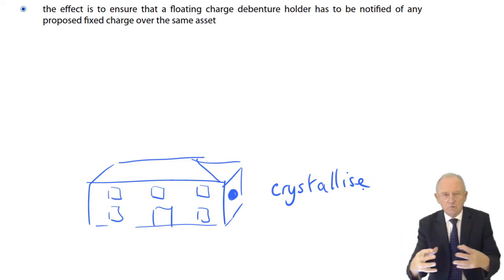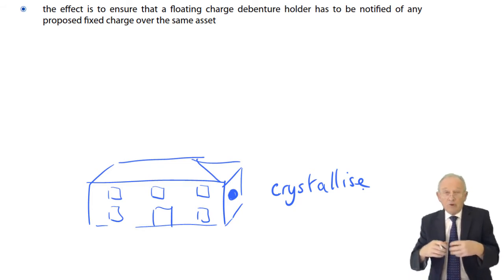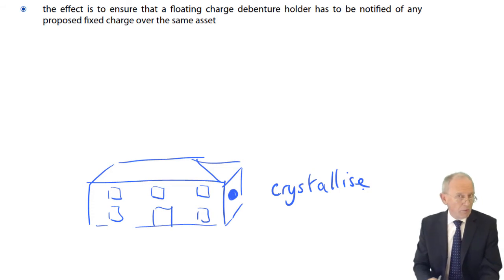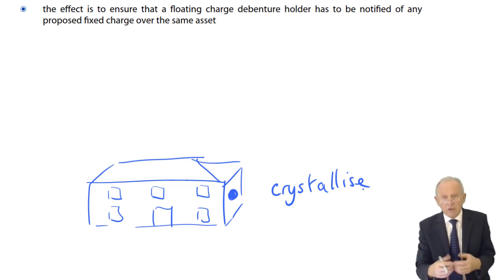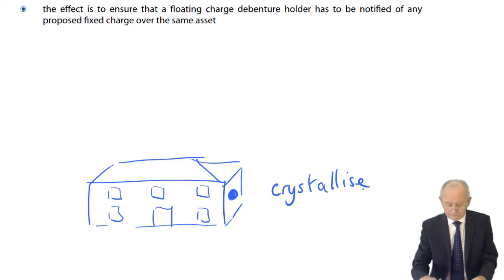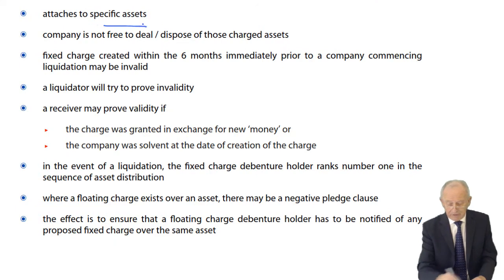The charge will crystallize. And effectively, it will blow up. It attaches to this one specific asset, typically a building. It doesn't have to be immovable. It could be a ship or an aircraft. So it moves, but it's tangible, non-current, long-term, permanent nature of substantial value, like a building. And in that situation, that would be the fixed charge debenture holder's security. It attaches to a specific asset.